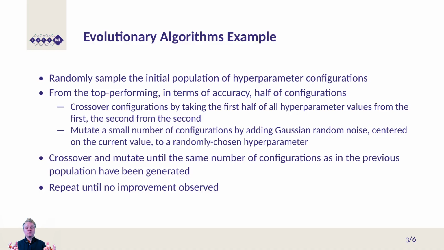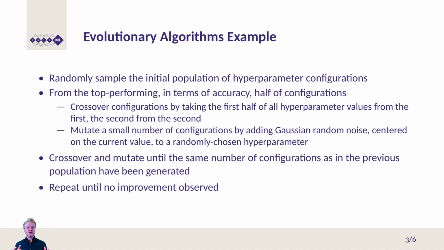Crossover concretely might look like us taking two individuals, two configurations, and taking the first half of the hyperparameter values from the first individual and the second half from the second individual, and simply putting those together. Of course, we do have to be a little bit careful there with dependencies between hyperparameters, but this is something that we could fix if we accidentally introduce invalid hyperparameter configurations in this way.